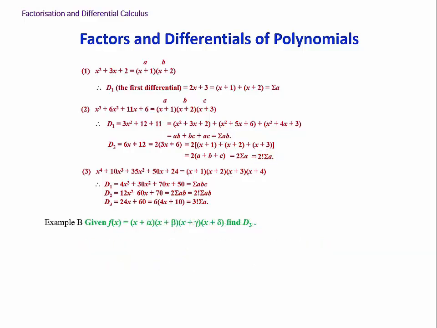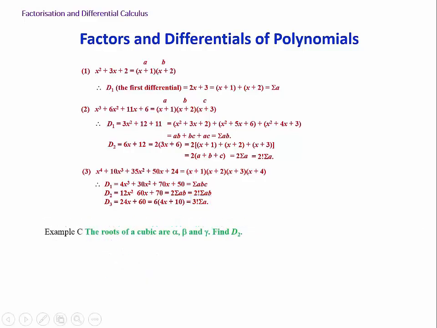Second example, here we've got x plus alpha, x plus beta, x plus gamma, x plus delta. So it's a quartic, and we're asked for d3. So we're interested in this result here, because this is for a quartic, and this is d3. So 3 factorial sigma a means we simply multiply 3 factorial, or 6, by the sum of the factors, which is that, and simplifies to that. So that's very simple, very quick.